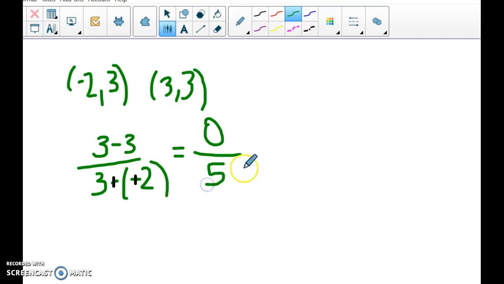Now you have to ask yourself, is there something I can multiply times 5 to get 0? Yes, 0. So the slope here is 0. It has a 0 slope, which means that there's no rise. The graph of this line does not rise. It stays at 3. Slope is all about the steepness of a line. So this one doesn't change.